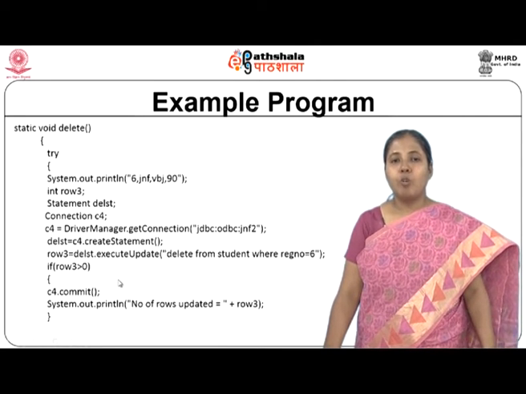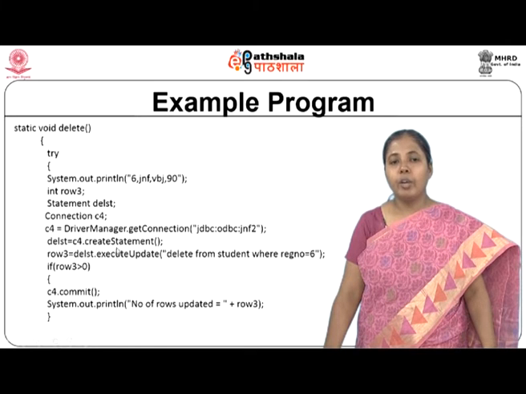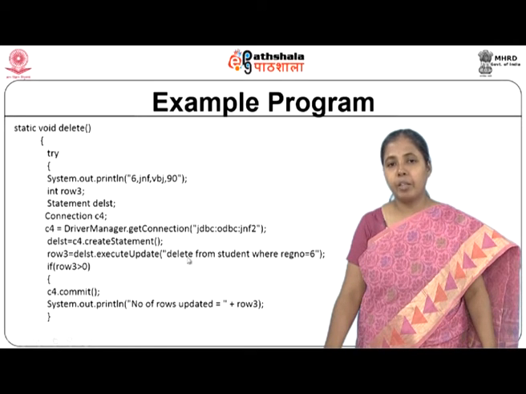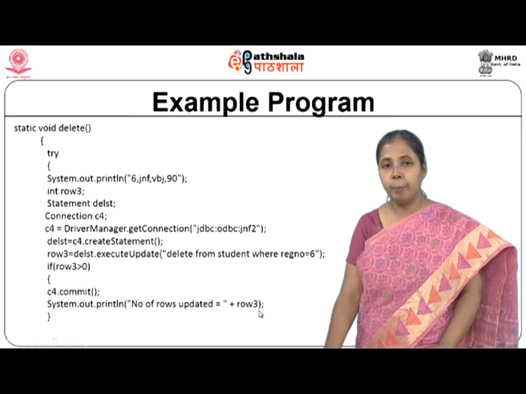And the next option is for deleting. Again you create a statement and then you use the execute update method and give your delete statement. This would return row 3, which is a variable that shows how many rows get affected by the delete statement. So, the number of rows updated can also be printed.